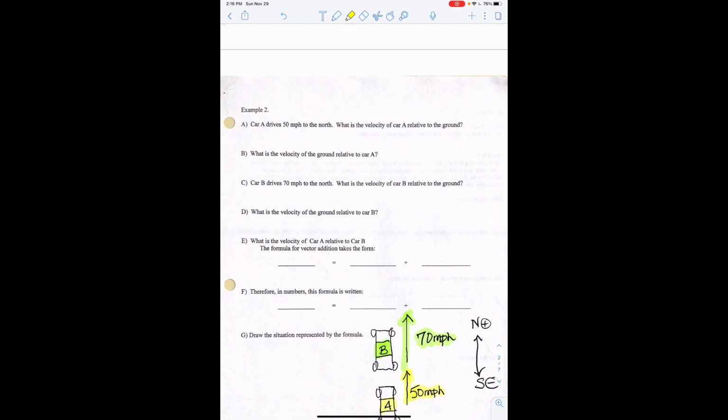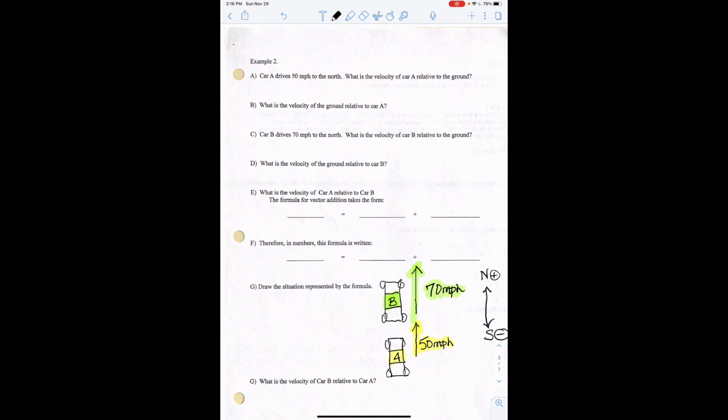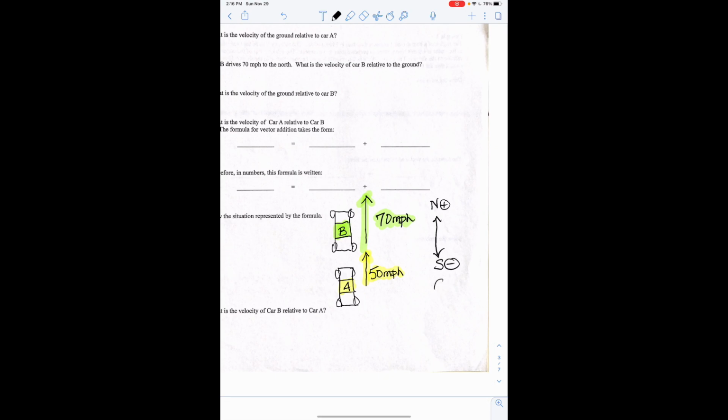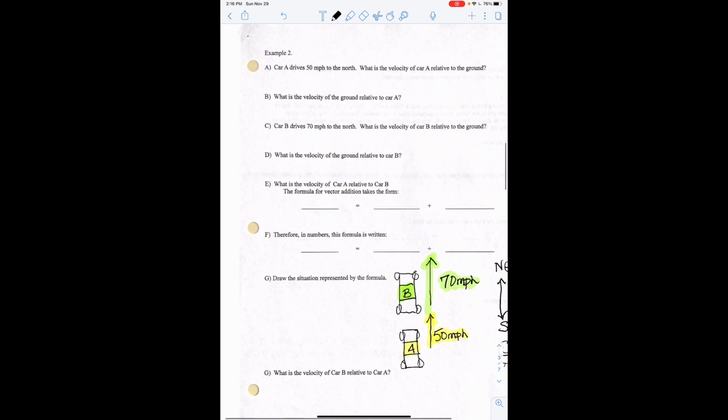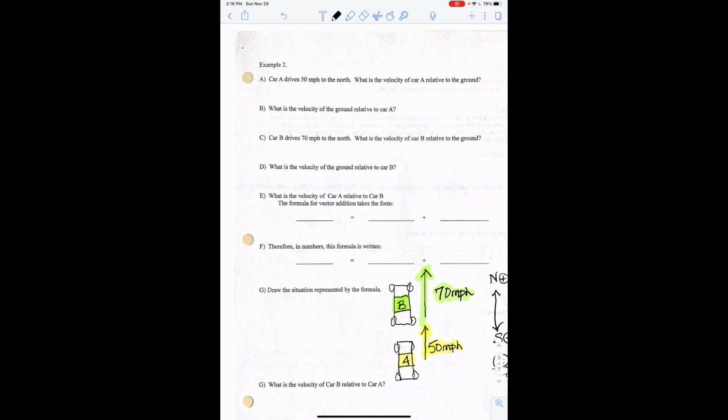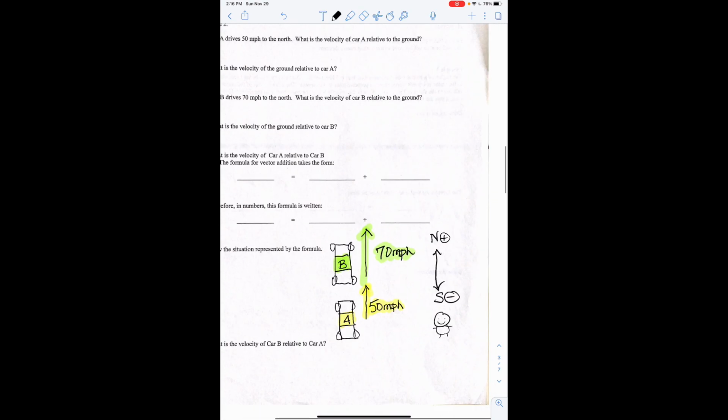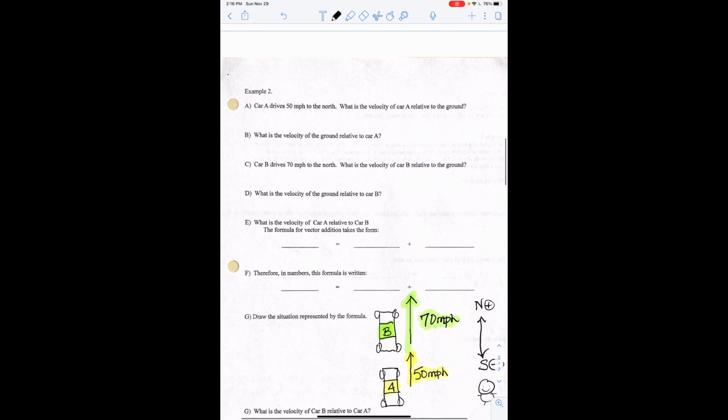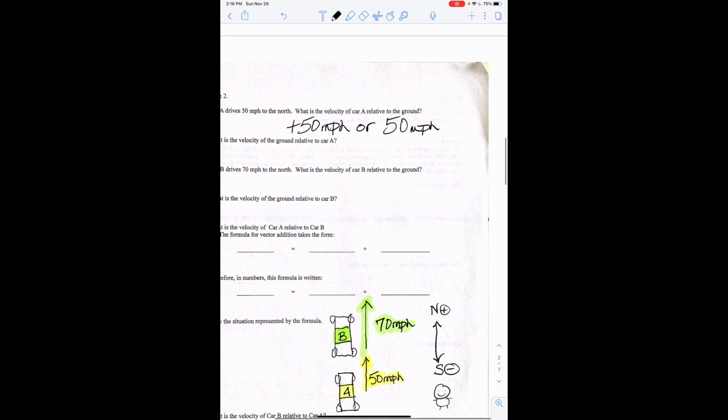All right, so the ground would just be a person standing over here, watching safely from a distance, watching these cars go past, and this person would be like, that car is going 50 miles per hour to the north, right? Because that's what they would see. This is the velocity of car A relative to the ground. The ground isn't moving, the person isn't moving, so we can just say that this is going to be positive 50 miles per hour, or 50 miles per hour north.